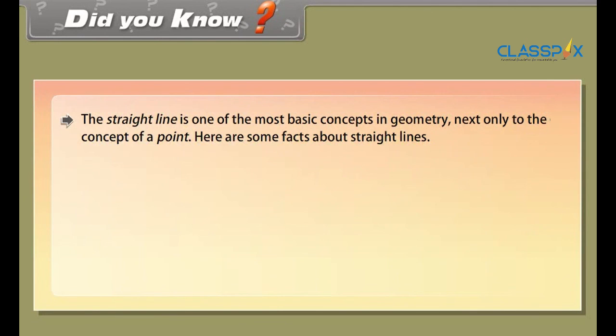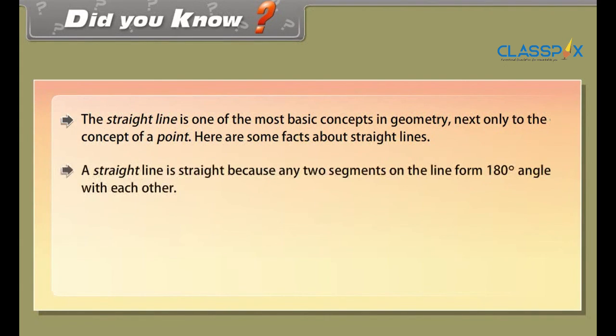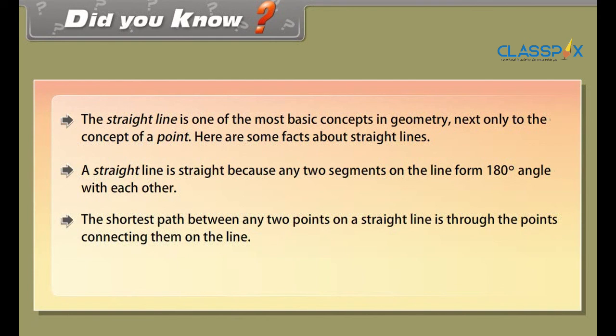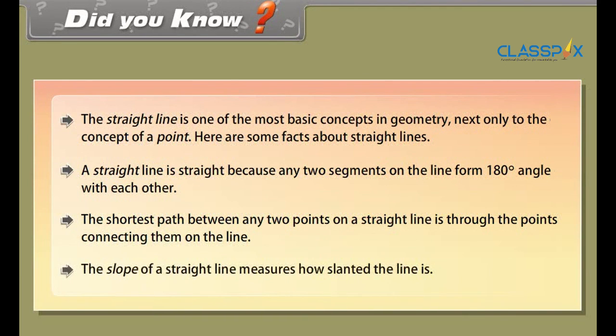Did you know? The straight line is one of the most basic concepts in geometry, next only to the concept of a point. Here are some facts about straight lines. A straight line is straight because any two segments on the line form a 180 degrees angle with each other. The shortest path between any 2 points is through the points connecting them on the line. The slope of a straight line measures how slanted the line is.